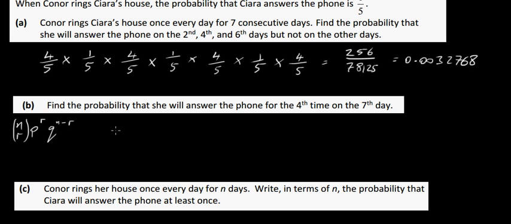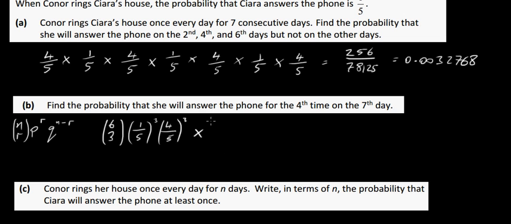We're going to work out for 6 days the probability that she will answer the phone 3 times in 6 days, so that's 6 choose 3. The probability of success then that she will answer the phone is 1/5, and that's going to be to the power of 3, which is our r here, and then the probability of failure, which is q, is 4/5. That's going to be to the power of n minus r, so 6 minus 3, which is 3. So this is the probability that she answers the phone 3 times in 6 days, and then means multiply, she will answer the phone on the 7th day. This gives us our 4th answering of the phone on the 7th day.